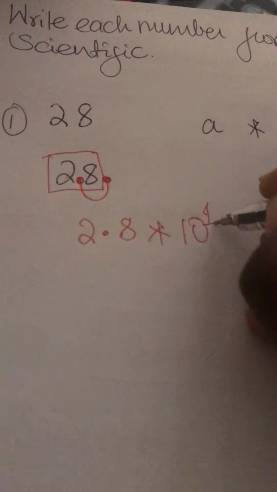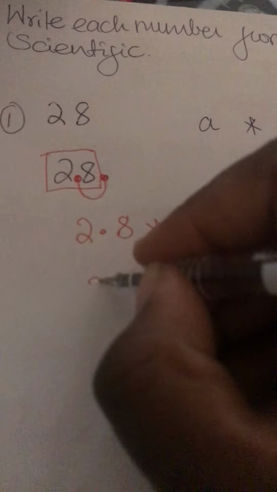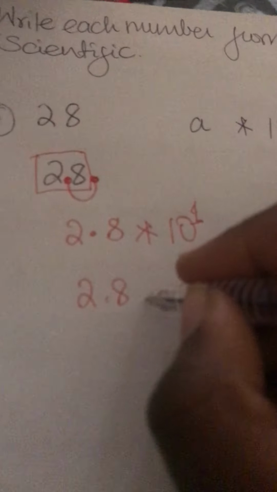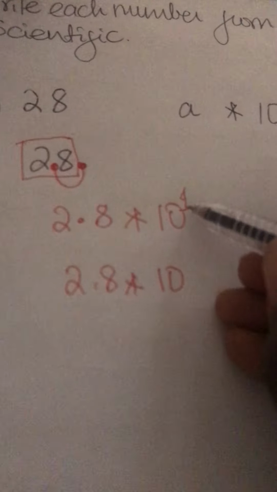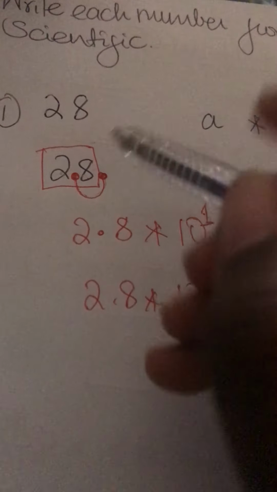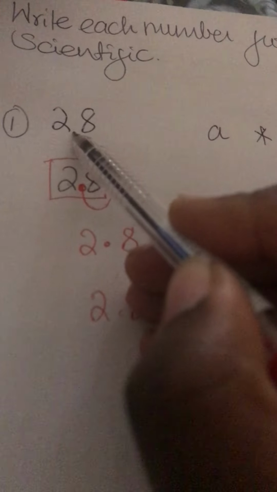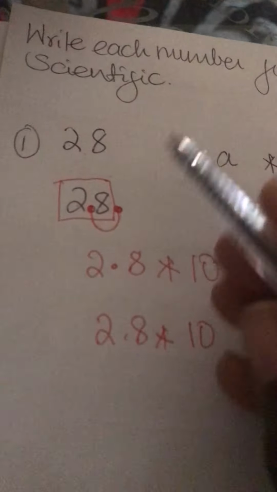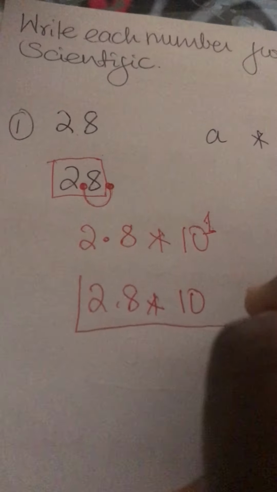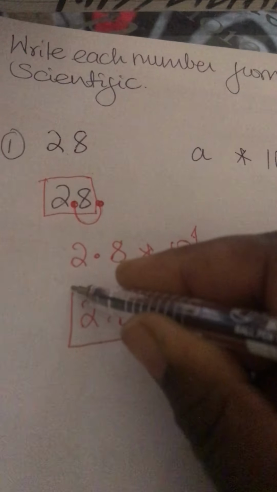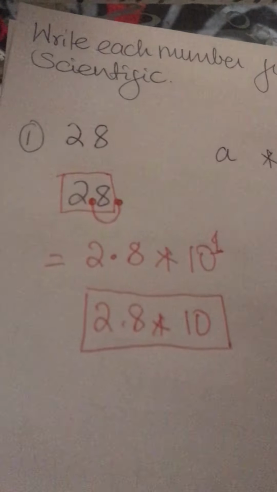Okay, let me just write it for now. Remember we said, then you will write it correctly, because when the exponent is 1, you don't write it. Now, how do you know this exponent is positive? Because your number did not start with 0. Because this number did not start with 0, my exponent is positive. And this is my answer in scientific notation.